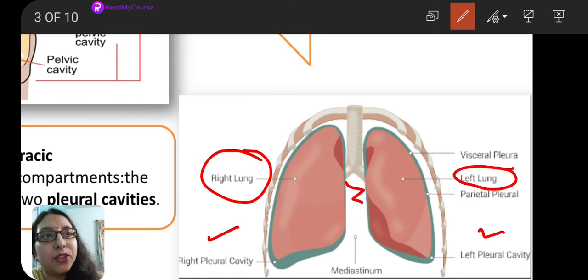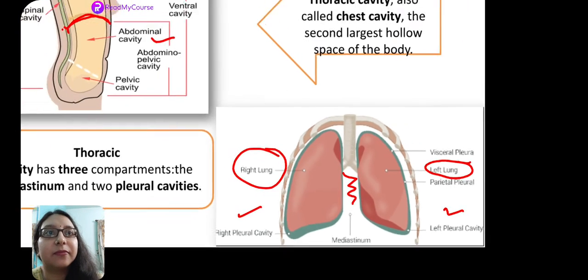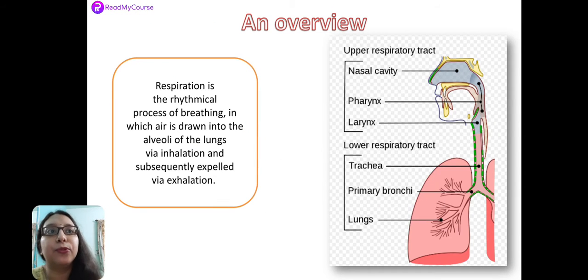The space in between is the mediastinum or the mediastinal space. What does it consist of? The mediastinal space consists of the heart, the trachea, and certain other structures. So this whole thing, the mediastinal space and the two pleural cavities, basically make up the thoracic cavity. Now these things are very important to understand in depth the further structures which are present in the thoracic cavity. That is why I am trying to give you an overview of the thoracic structures. With that, we move to the next slide.